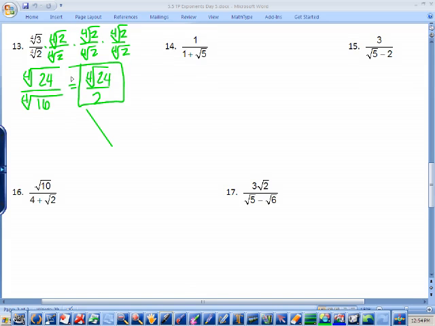Questions on that? All right, let's look at 14. 1 over 1 plus the square root of 5. I have a radical in the denominator. But what do I do in this case when I've got a radical being added or subtracted from something else? Do you remember what 1 minus root 5 is called? Yeah, you're going to multiply by the conjugate over itself.